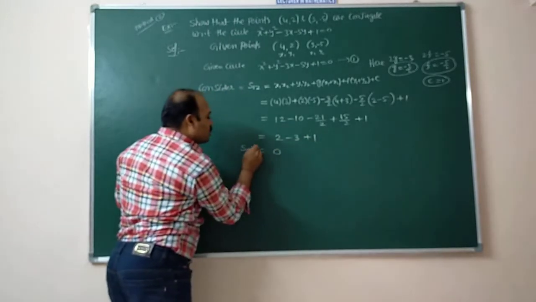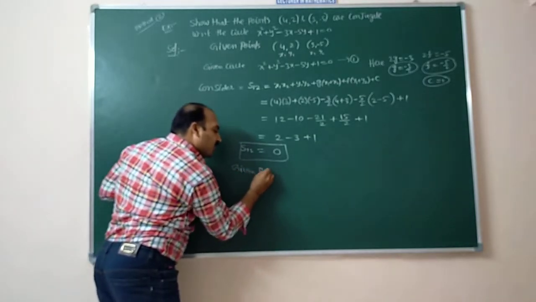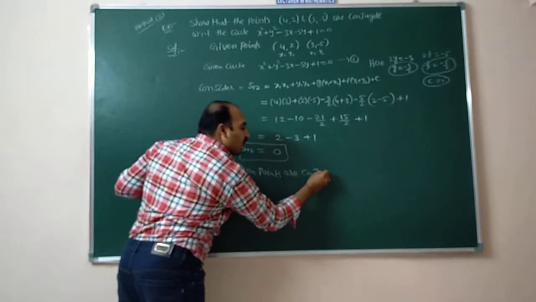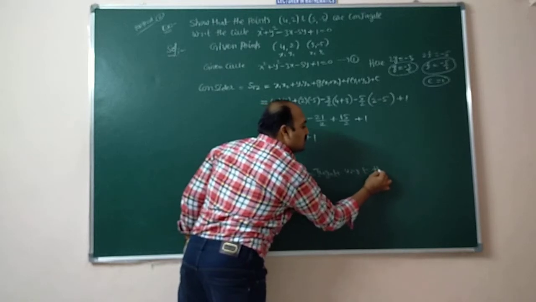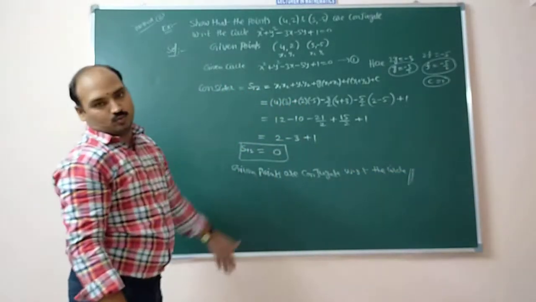So whenever S12 equal to 0, the given points are conjugate. Given points are conjugate with respect to the circle. This is the method 2.